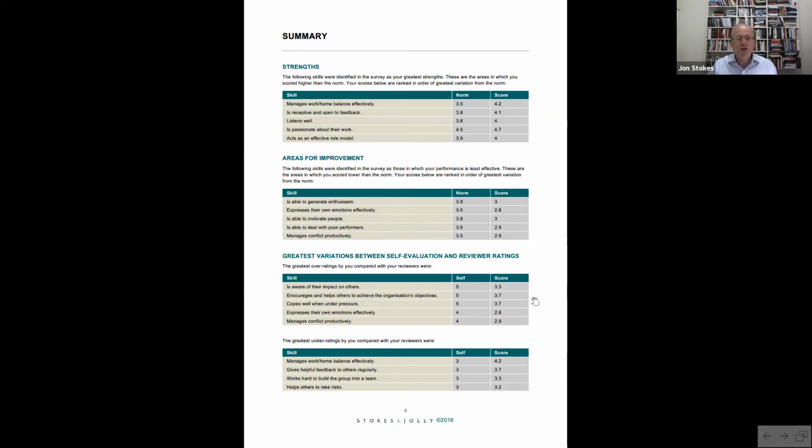Then the greatest variations between the self-score, so the person scores themselves, and they scored themselves pretty highly on a number of things, where they were rated lower. Here's an extreme example: express his own emotions effectively. He thought highly effective, they said 2.8, which is low.